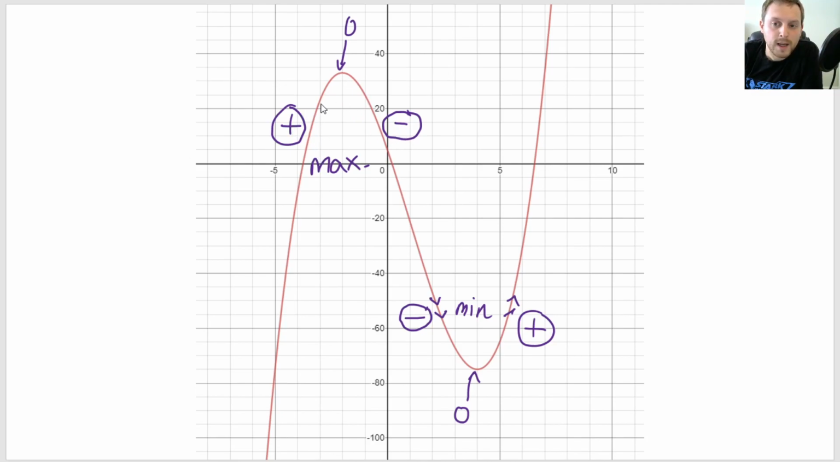So it's like you're climbing, that's positive, then you fall down. It's negative, that would be the top of a hill. You climbed the hill, then you fell down. And then at the bottom here, you've reached the bottom, and now you're going to go back up. So it's gone from negative to positive. That was the bottom of a valley.